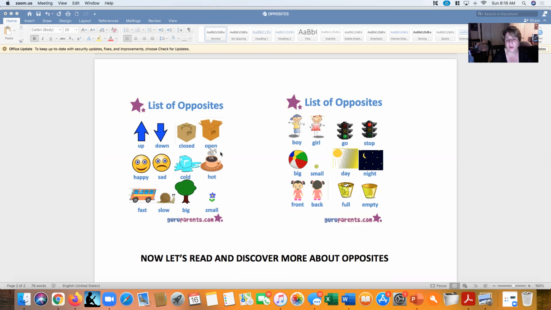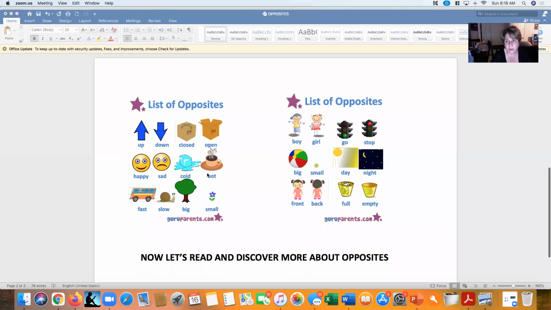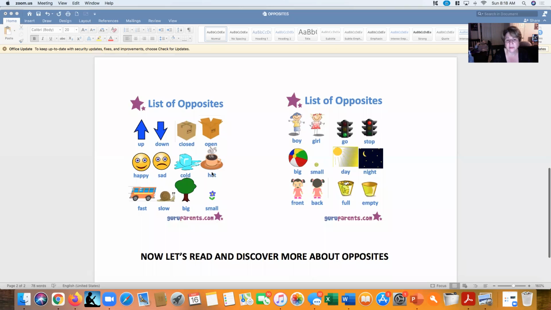Ice cube and coffee. You see the smoke coming out of the coffee because the temperature on that coffee is what? Hot, correct. And this is an ice cube. When you touch an ice cube, what's the temperature on the ice cube? Is it hot like the coffee? No, it's cold. Hot and cold are opposites.